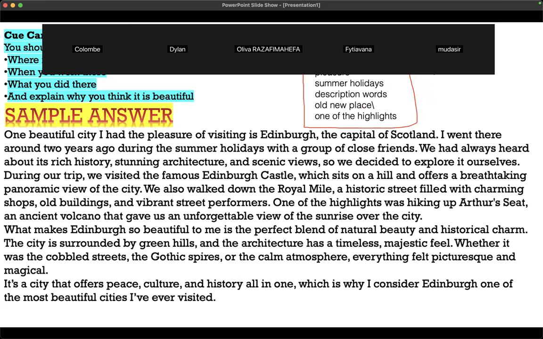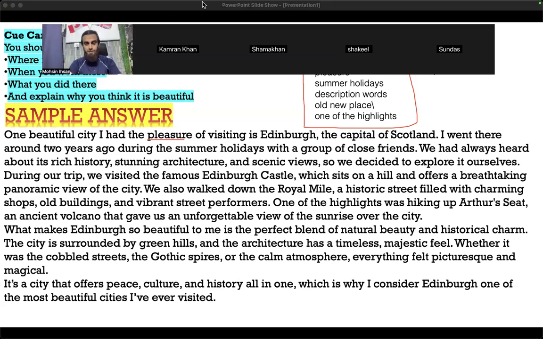One beautiful city I had the pleasure of visiting is Lahore. I went there two years ago during the summer vacations with my family. We had always heard about its rich history, stunning architecture, and scenic views, so we decided to explore it ourselves.